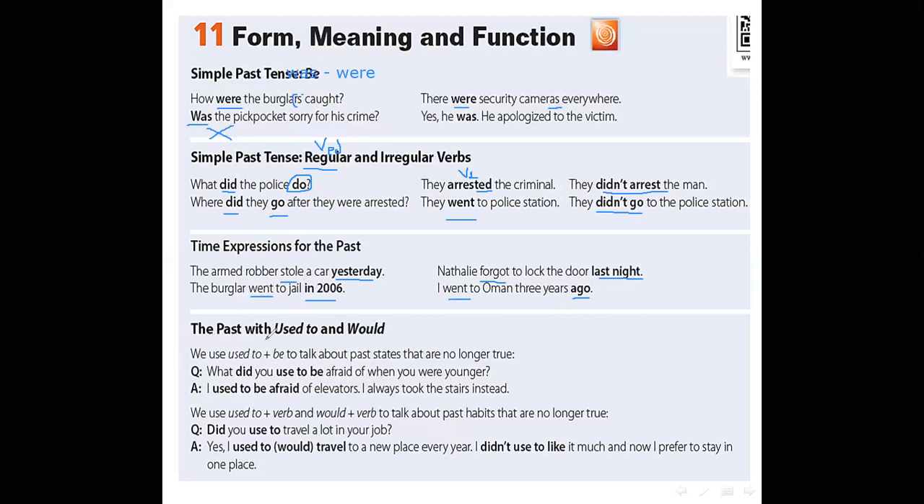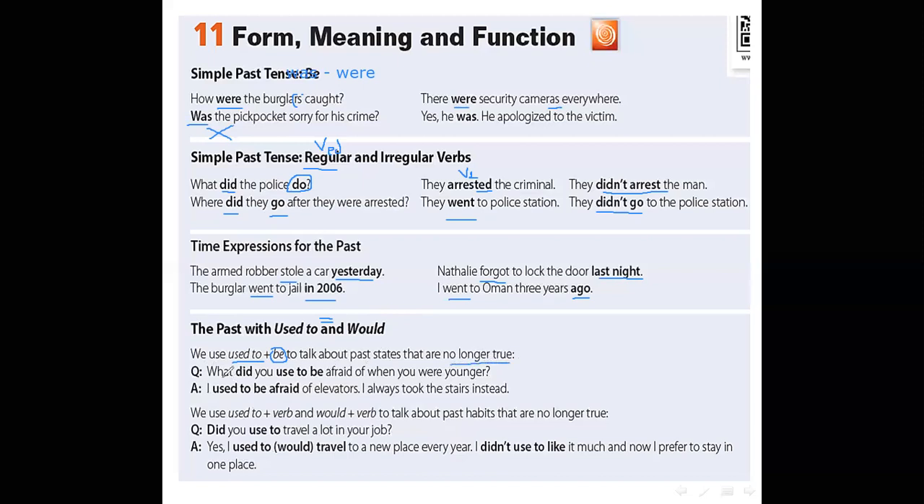The past with used to and would. Used to equals would. We can use used to and would. What is the difference between them? Used to plus infinitive, okay? But would plus infinitive directly without to, okay? We use used to with verb to be when we talk about past states that are no longer true now, okay?